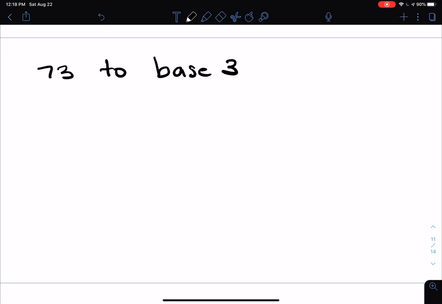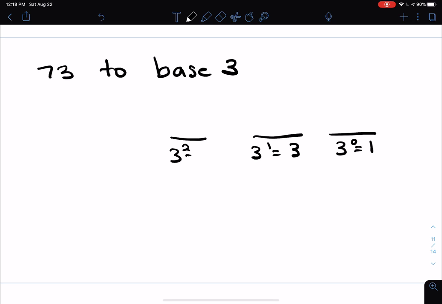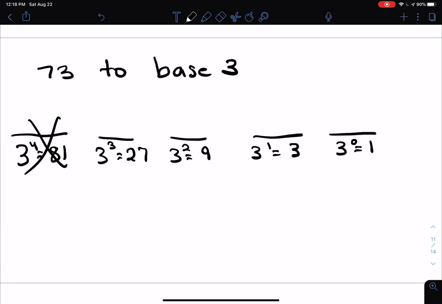All right, 3, 3, 3. So we've got 3 to the 0 or 1, 3 to the first or 3, 3 squared or 9, 3 cubed or 27, 3 to the fourth or 81. Okay, that's too much. So we're going to start with 27.